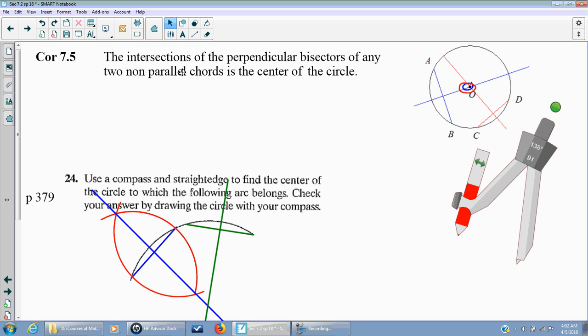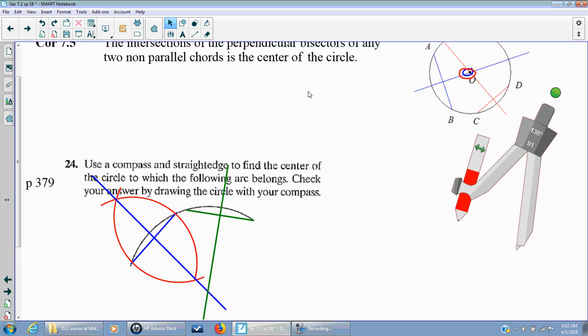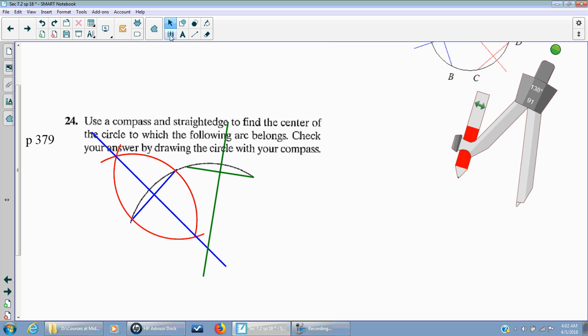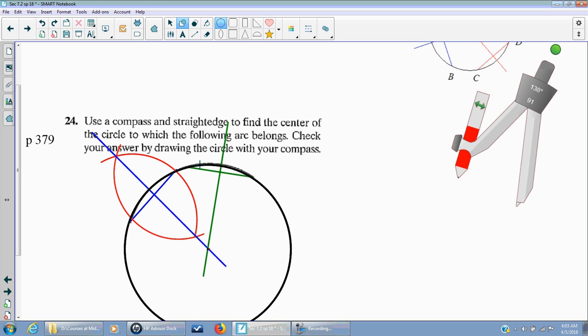This theorem says that the intersection of perpendicular bisectors of any two non-parallel chords is the center of the circle. So this must be the center of the circle right here. So let's draw a circle having that as the center and see if it matches this arc. So here's my circle tool. We'll start here, and yeah, that does a pretty good job, doesn't it?